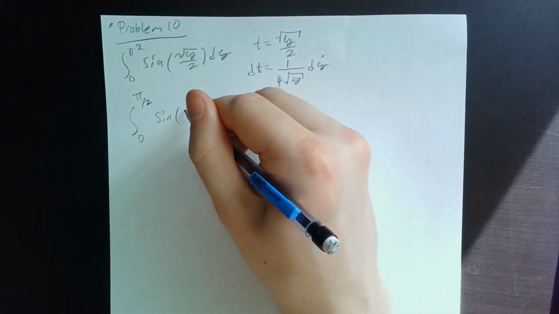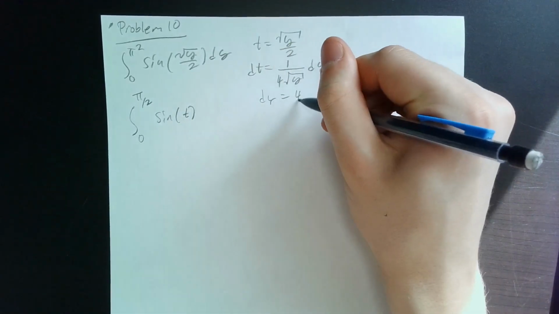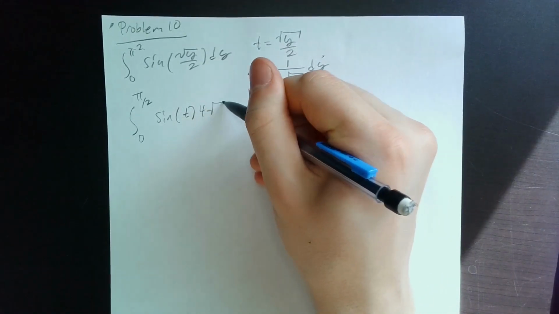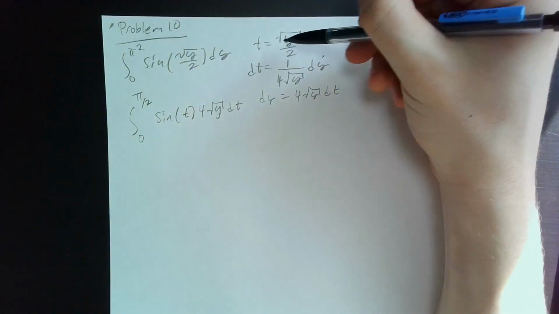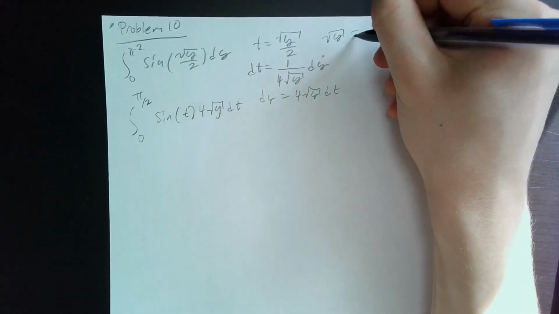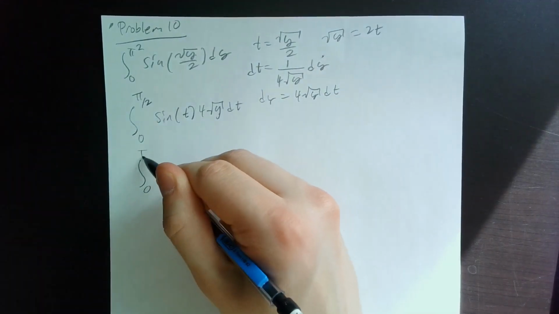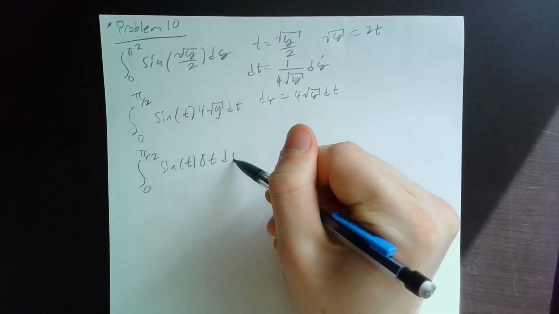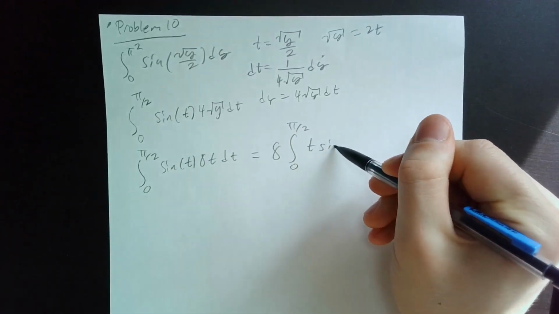It's going to be sine of t. Now, dy is going to equal 4 root y dt. So that's just what I'm going to sub in here. But notice that our t is equal to square root of y over 2. So if I solve for my square root of y, I'll get that it's equal to 2t. So I can just substitute that in for where I see my square root of y. And then let me take the constant out and rewrite it in a way that's more familiar.